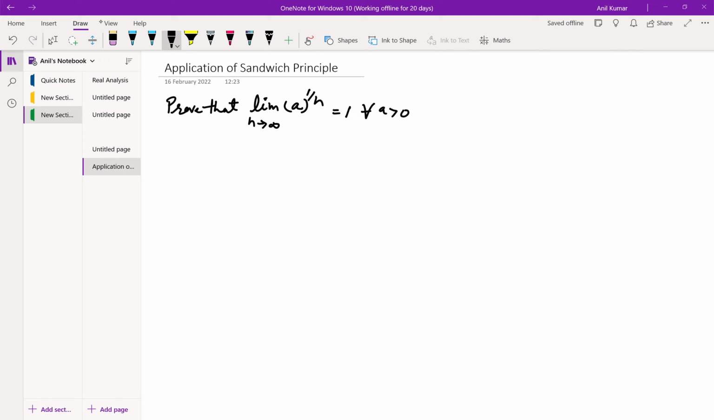For this we will make three cases. Case 1 is if a is equal to 1, then the sequence a raised to the power 1 by n reduces to simply 1 raised to the power 1 by n, and we know that 1 raised to the power 1 by n is always 1. 1 की आप कितनी भी पावर्स कर लो हमेशा 1 ही रहेगा.